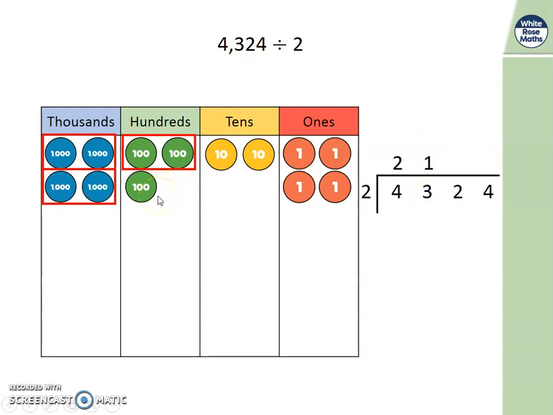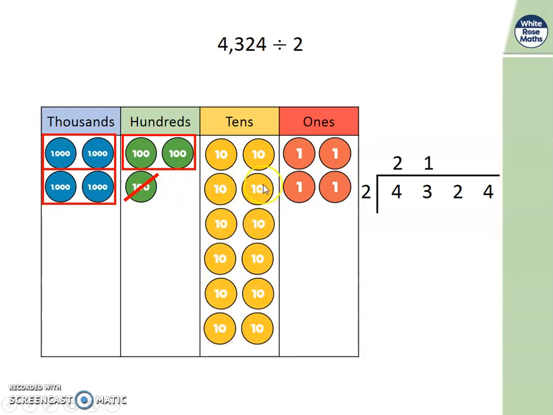But I can't just ignore this one that is left. So I need to do like we've done before. I will need to exchange this 100 for 10 10s in the next column. Here they go. And I add them on to the 10s that were already there. So now I have the 2 10s that were already there with 10 more 10s. And we would record that here, that I now have 12 10s. Now I'm doing how many 2s are there in 12? 1, 2, 3, 4, 5, 6 groups. So I record that here.